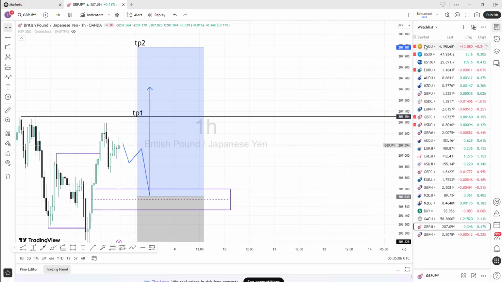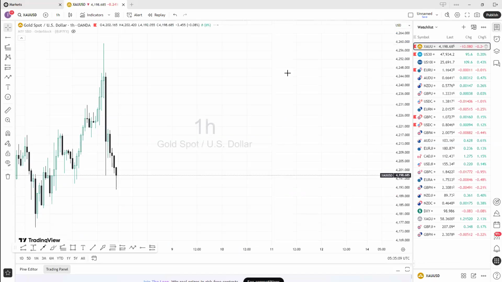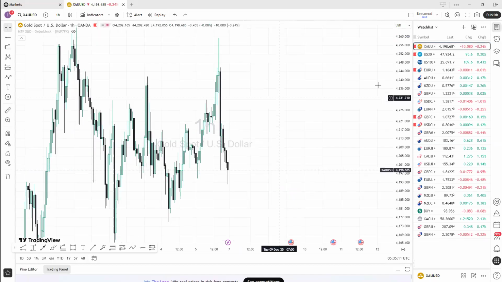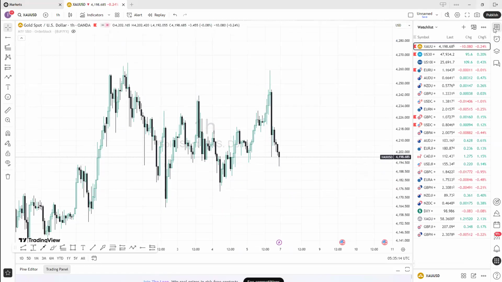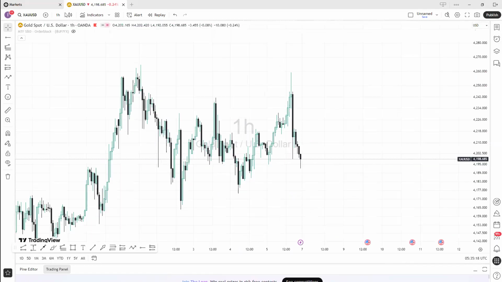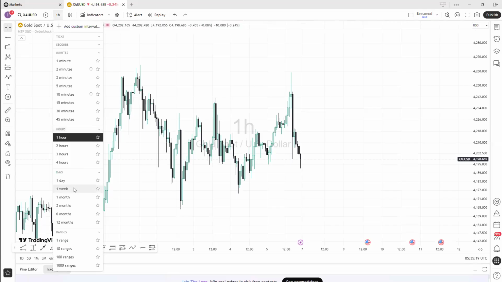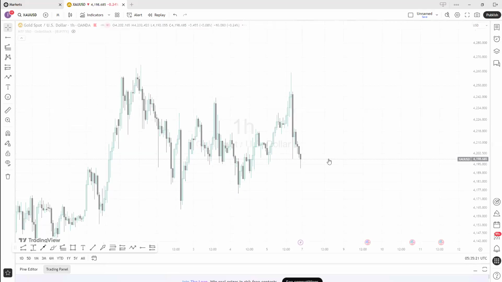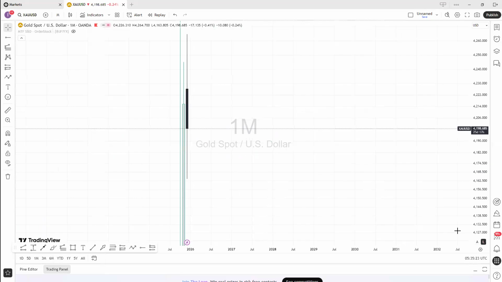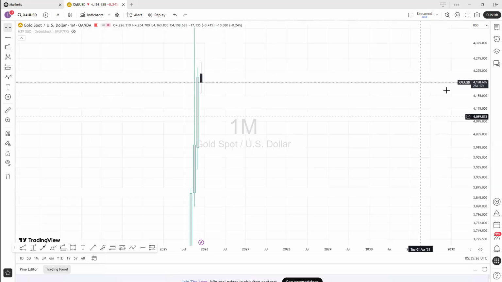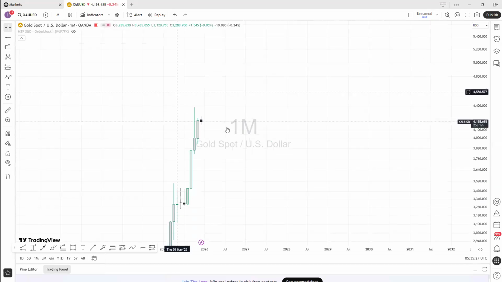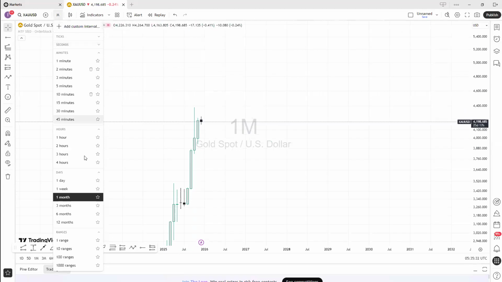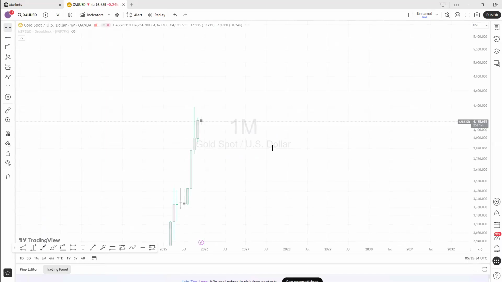So let us see gold. Let us see top-down analysis on gold. We can start with the monthly time frame. Monthly bias is bullish, as you see. The previous month was very, very strong bullish, okay? So the previous month is bullish. We're supposed to find a buy this month.